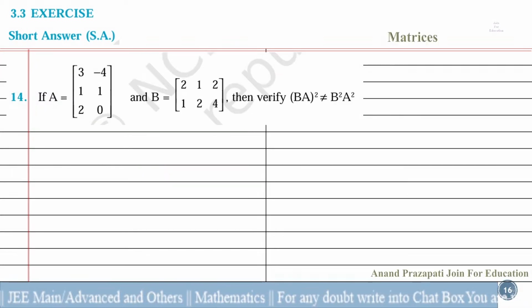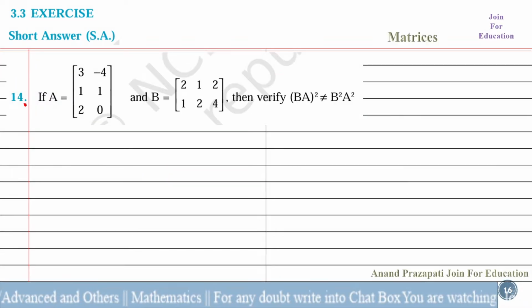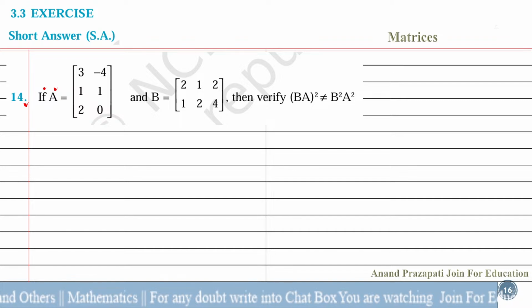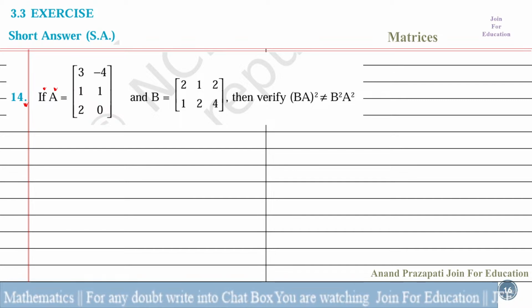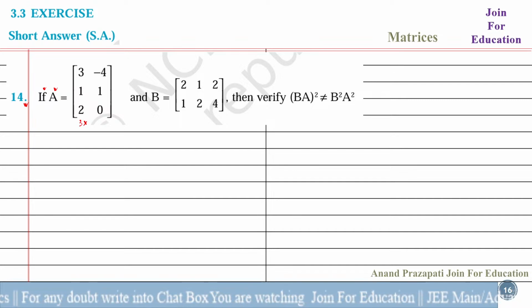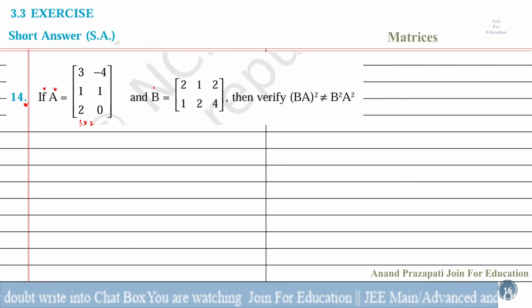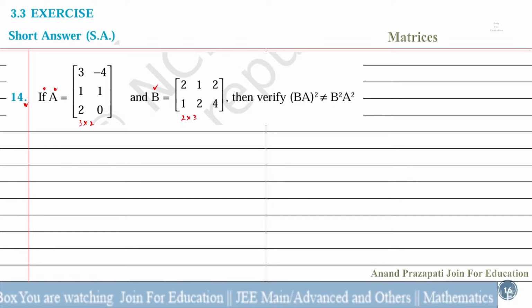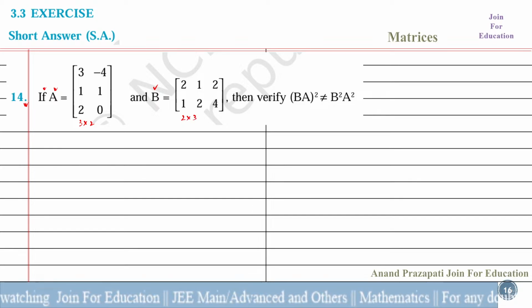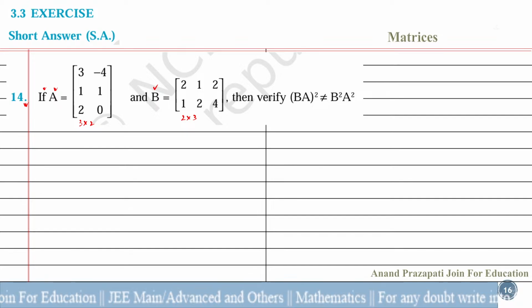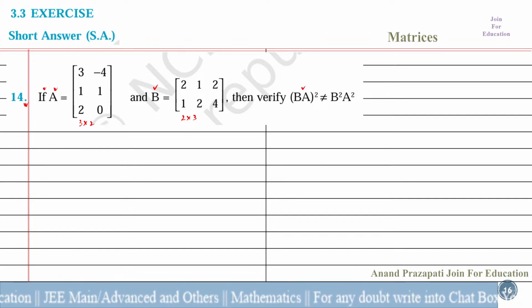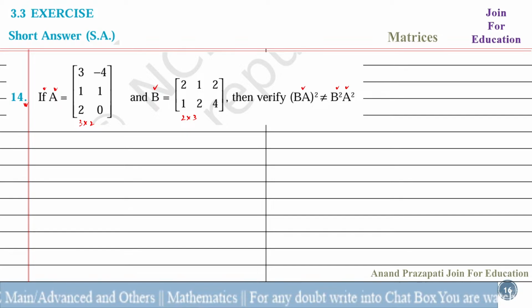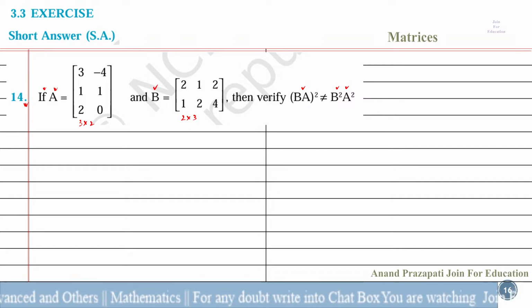Let's see question number 14. If matrix A is this one and the order of this one is 3 by 2, and matrix B, the order of this one is 2 by 3. In this question, we are asked to verify (BA) square equal to B square into A square. So let's see the solution of this question.